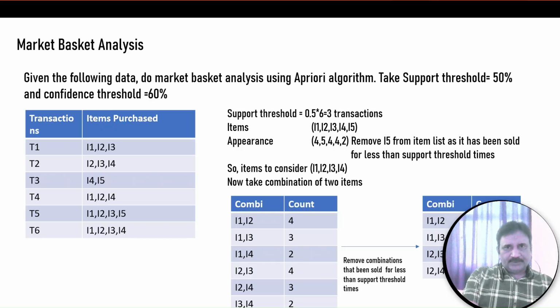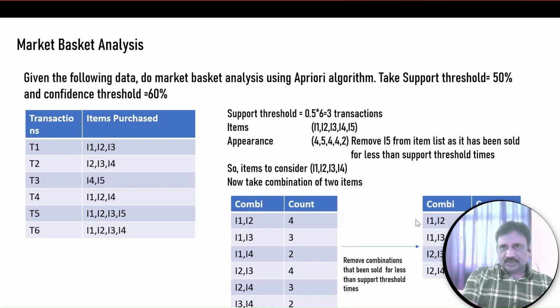I2, I3 appears, you do the counting now yourself. It appears 3 times. I3, I4 appears 2 times. So this table shows you how many times each combination referred to in the combination column appears, right? Now once again, if you find that the combination appears less than 3 times, then you will be dropping that combination from this list.